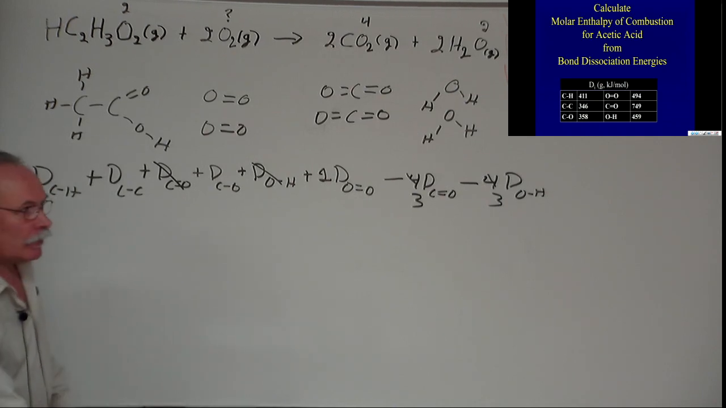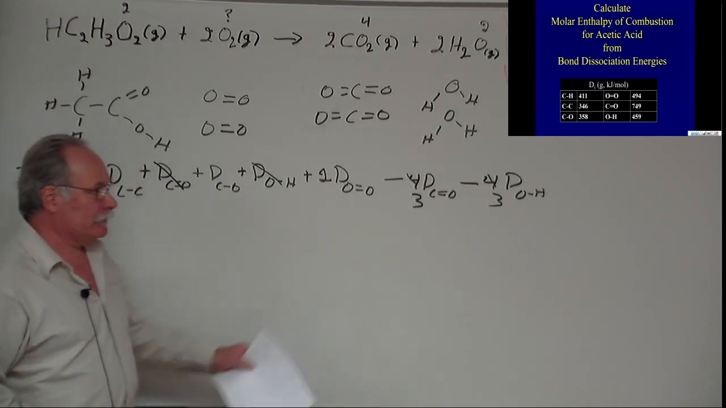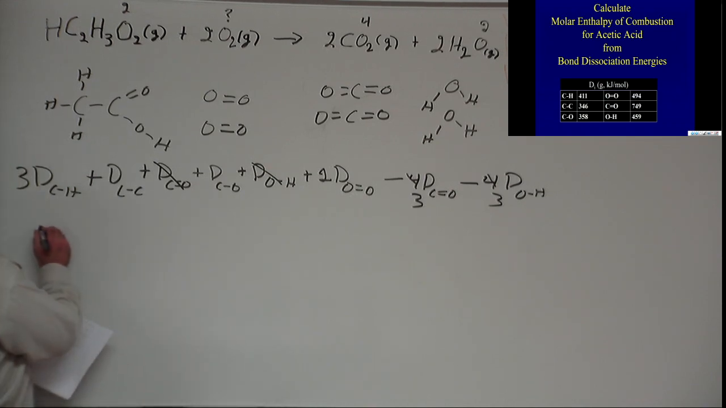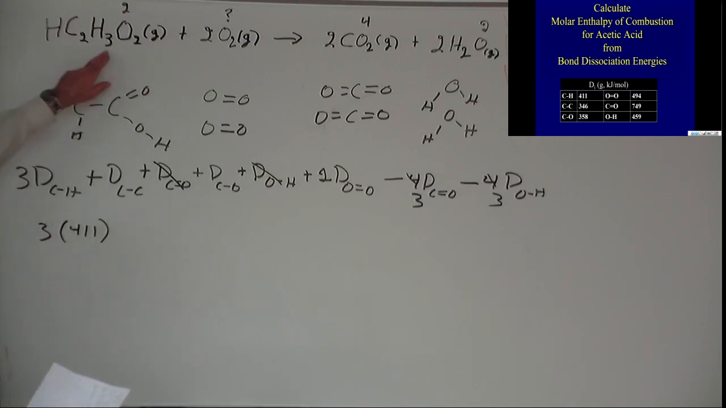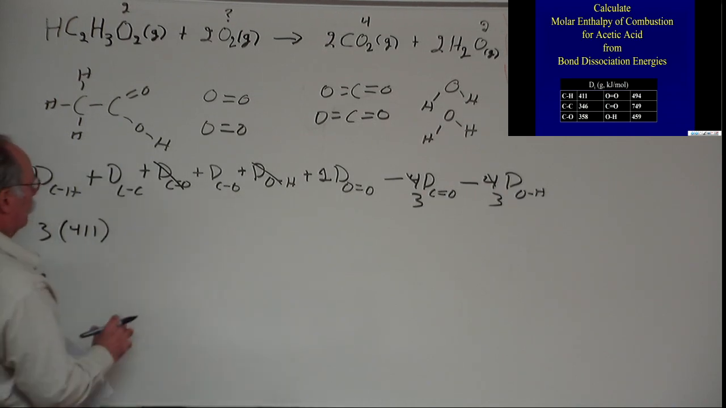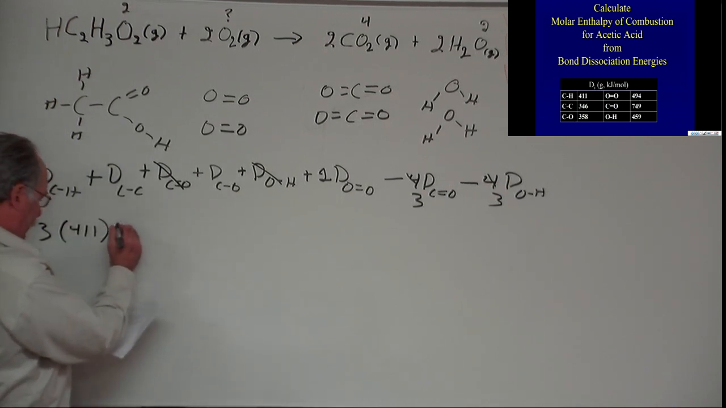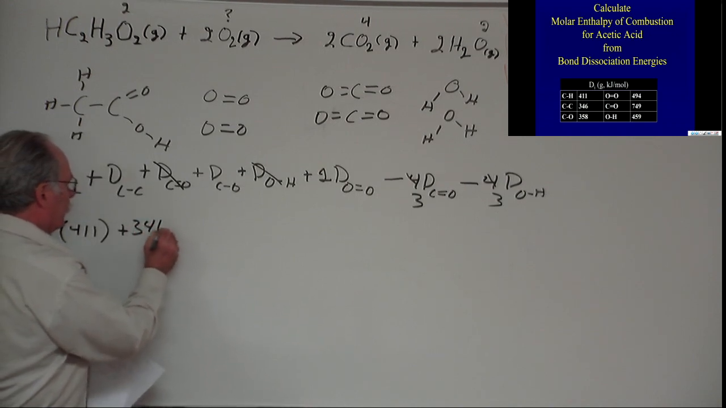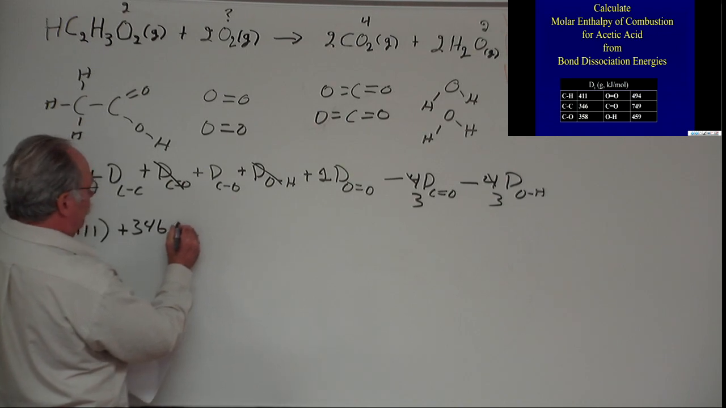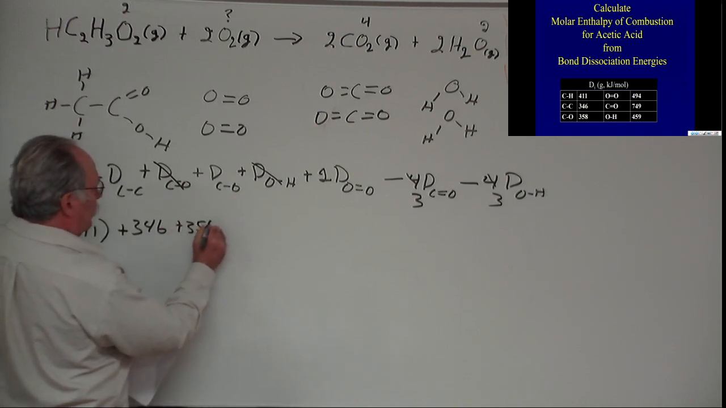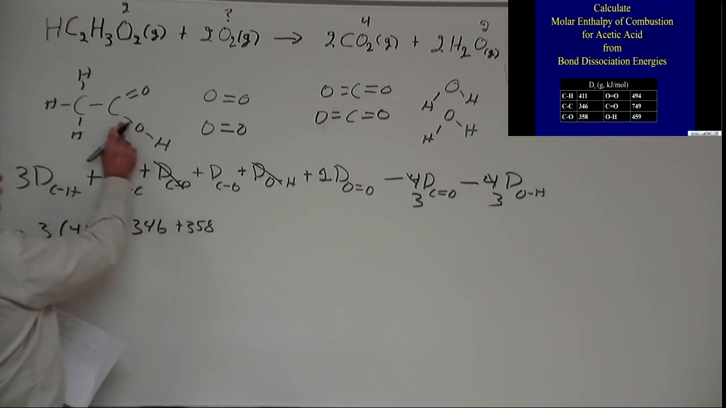Okay? Now I need to go look at my tables up there, which I wrote down on a sheet of paper here, and I have 3 times the dissociation energy of the CH bond, because there's 3 of these I'm breaking, and that's 411 kilojoules per mole of them. Okay, and 1 mole of this would have 3 moles. And I'm going to leave the units out because I want to keep the chalkboard neat, but we'll have to add them in later. Now I've got 346 kilojoules per mole of this bond, and I've got 358 kilojoules per mole of the CO bond, this one here.